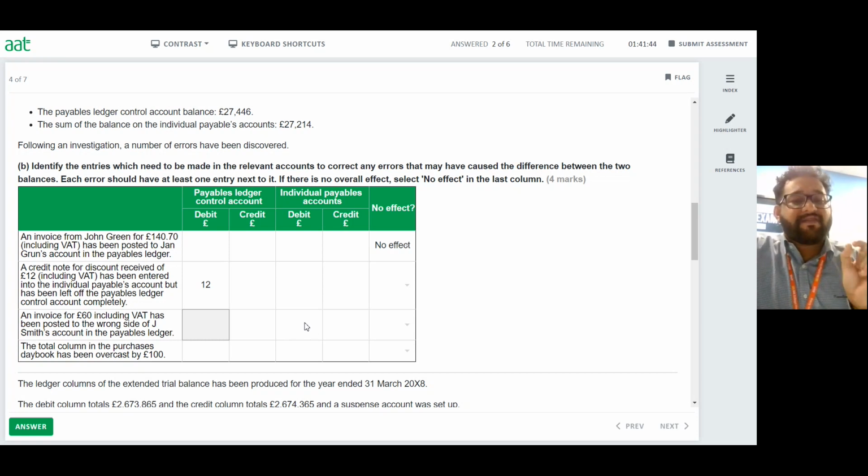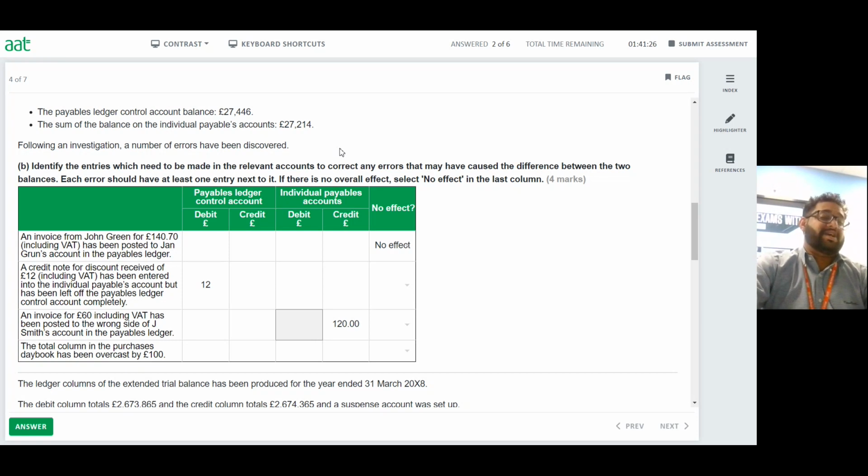To correct it, I have to put the right amount on the right side twice. The first amount is £60 to remove it, and £60 again to put the right amount back in. So I'm going to say £120 here. I'm just going to do it with two decimals to see whether I'm going to be penalized for doing the decimals, since it didn't ask about that here. So let's check it out.